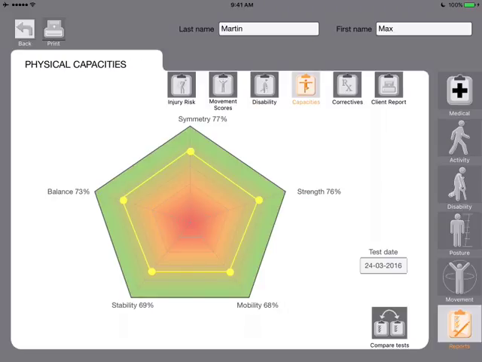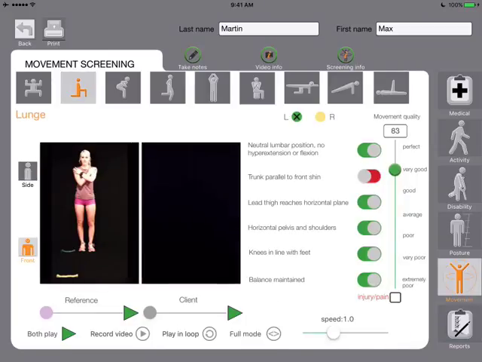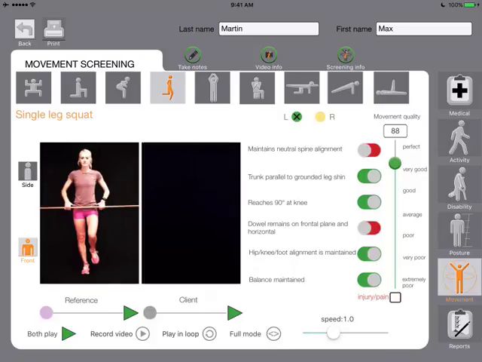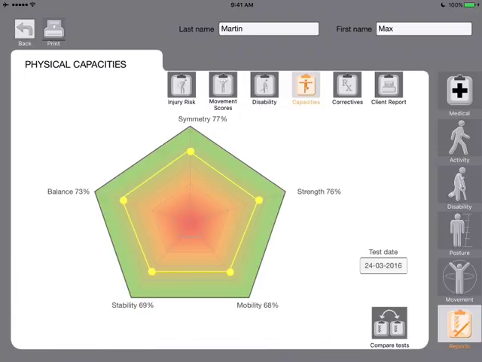Okay, as we move on to the capacities, here we're looking at overall capacities for that individual. So there's an overall symmetry score of right versus left scores from the movements that we assessed. Balance is a whole body score, so we don't break it down by joints. It's affected primarily by the questions that directly assess balance. For example, in the lunge, the bottom question is balance maintained. In the single-legged squat, the last question is balance maintained, but it's also affected by the degree of rotation in the 4-point test. So that's balance.